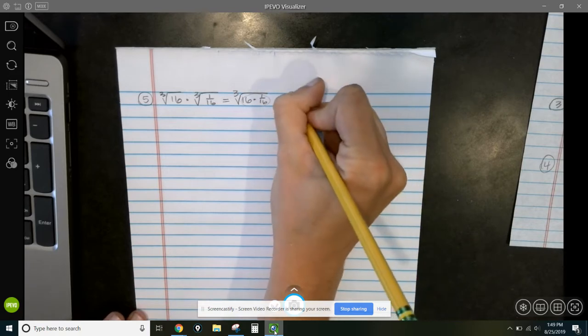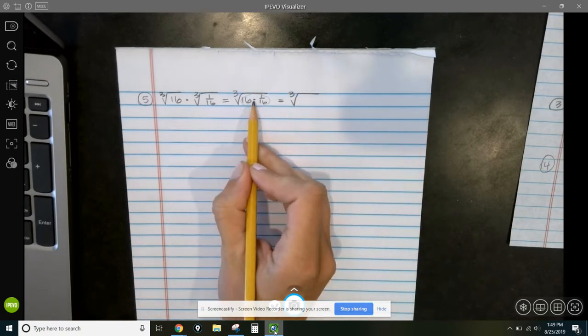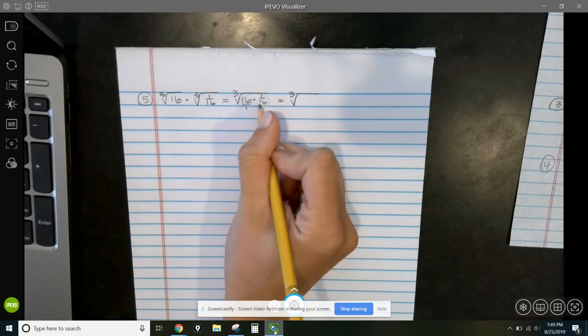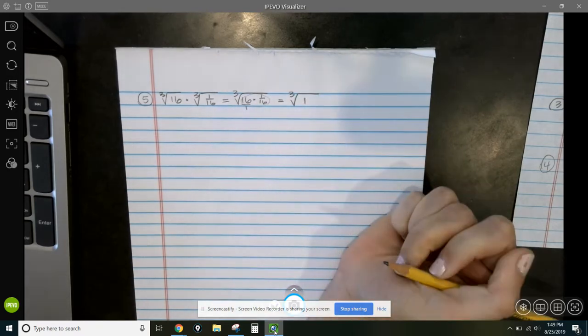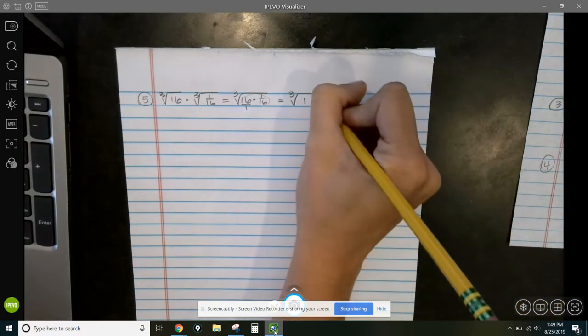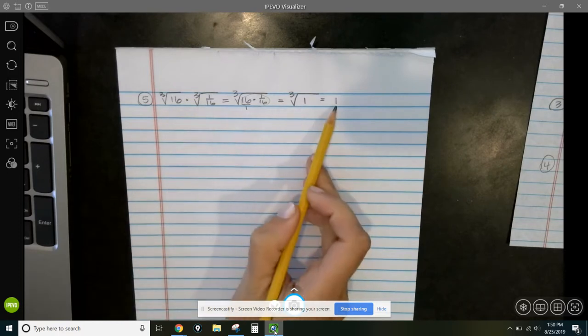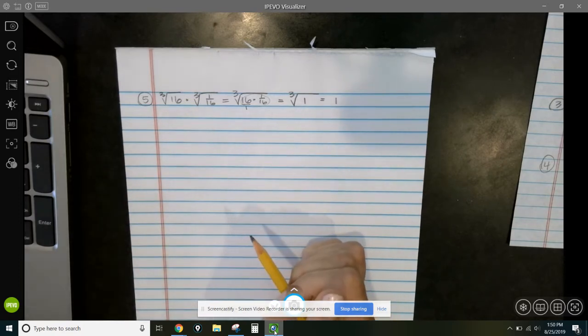So I'm going to end up with the cube root of now 16 times 1/16. This is 16 over 1. So when I simplify that, I get 1 under the radical sign. So the cube root of 1 is 1. So this whole thing simplifies just down to 1. Let's look at another one.